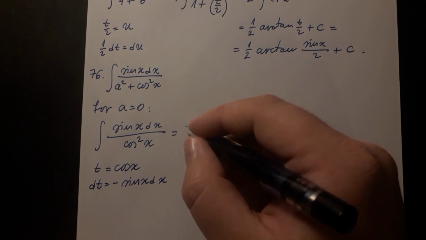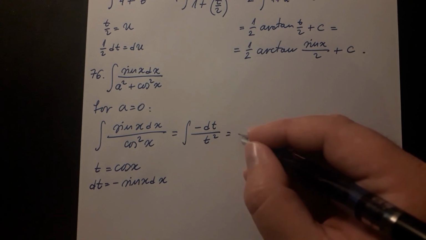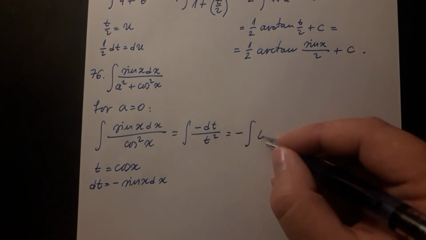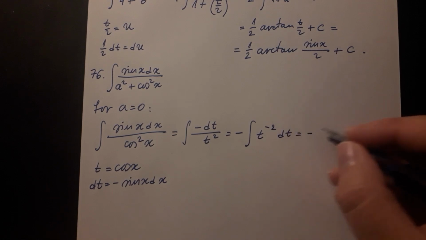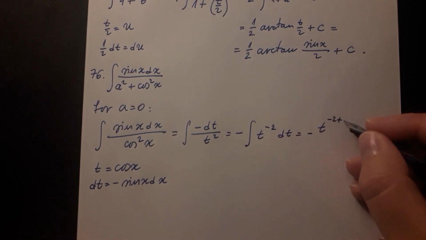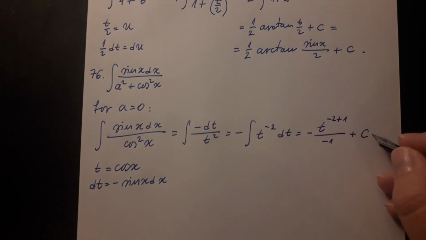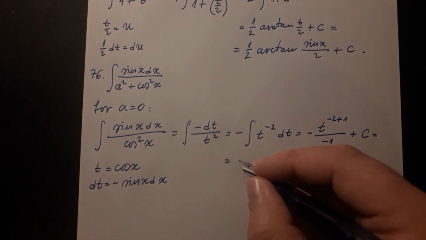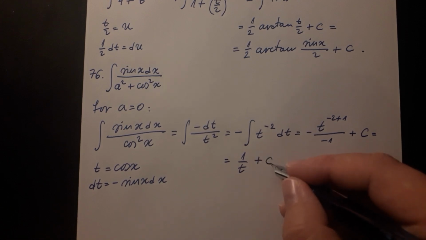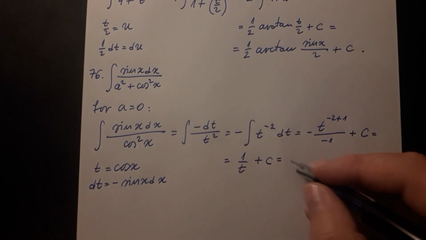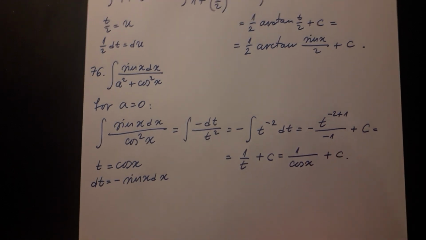So this integral is then equal to negative dt divided by t squared, which is equal to negative integral of t to the power negative 2 dt, which is equal to negative t to the power of negative 2 plus 1 divided by negative 1 plus an arbitrary constant c, which is then equal to 1 divided by t plus c. When we return the substitution, we get 1 divided by cosine x plus c.